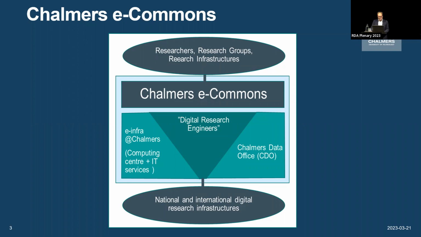And then the third one is the Chalmers Data Office, where you can get help with publishing research data, data management plans, making data FAIR, and archiving, preservation, and so on for research data. So you have all those three parts in one structure, and that's the Chalmers e-Commons. You come in from the top as a researcher, research group, or research infrastructure, and you can get all this kind of support from one organization. As you see at the bottom, you can also be channeled to the national and the international resources in the world.